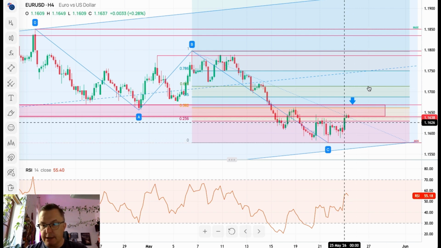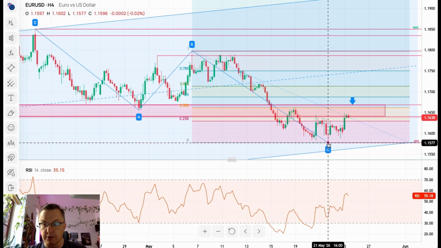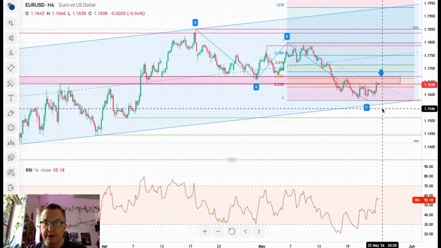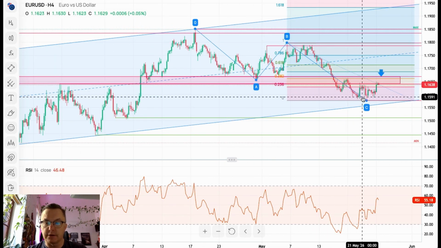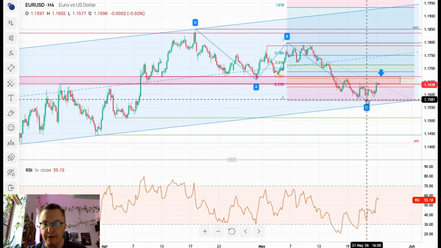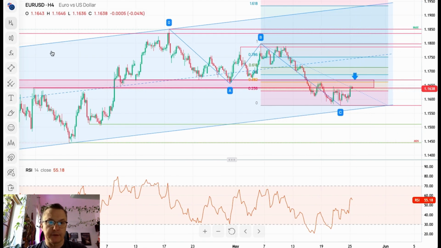If there is a failure to move higher, we will reverse and move lower towards the lows of 1.1517, and then maybe even the lower channel line will be hit. This is our channel. So right now it looks very well for the end of the ABC corrective wave, and we are waiting for the movement to the upside.